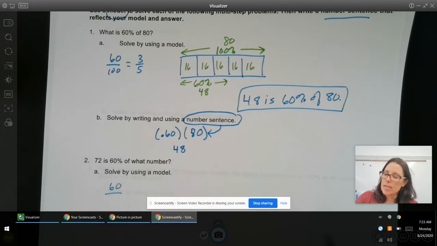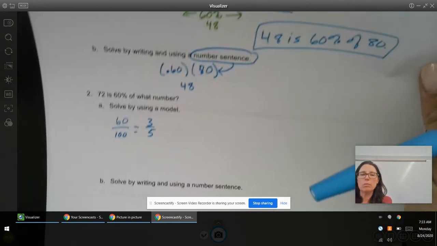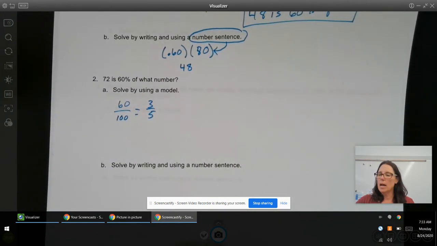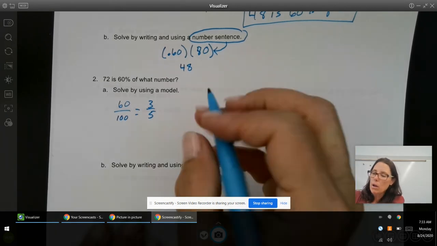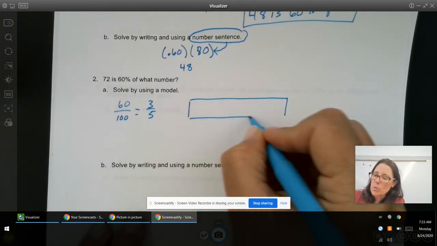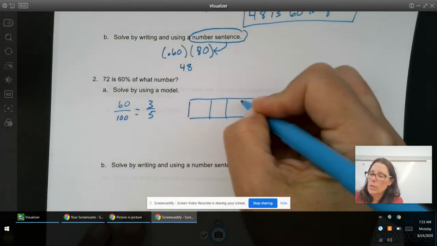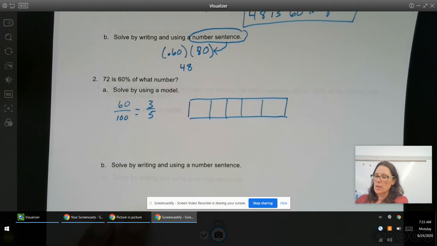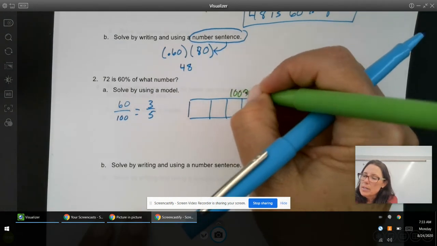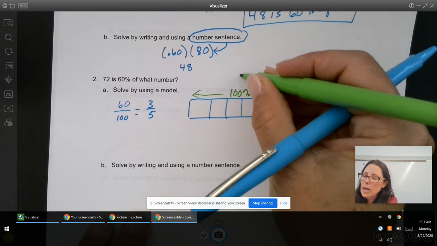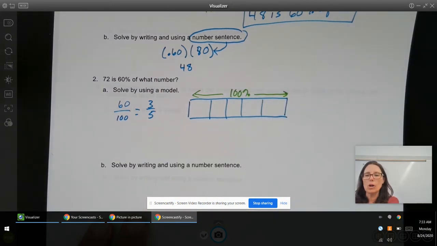All right, so again, 72 is 60% of what number? When we're given a percent, you always start with it over 100. Okay, let's think about the meaning behind this problem. Scooch that up a bit. The meaning behind this problem, 72 is the part, 60 is the percent, and we're trying to find the whole. Okay, this part A is, hey, do this with a bar model. Breaking it up into 5 chunks. 100%. Okay, we're looking for, remember we had that question mark there a couple of lessons ago. We're looking for what is the whole.